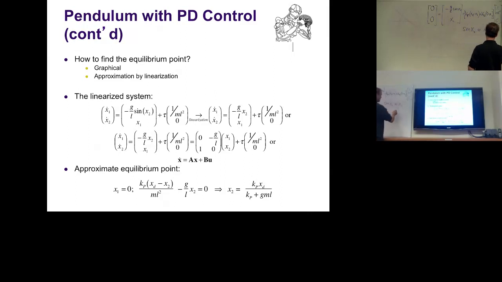This is usually true for x2 roughly in the interval from minus 30 to plus 30 degrees. Okay? That's an approximation. You can try this out. You will see it holds fairly okay. So let's assume our desired or equilibrium point is in that particular range, so we can make a very simple linearization. That means we replace sine x2 with x2 everywhere.